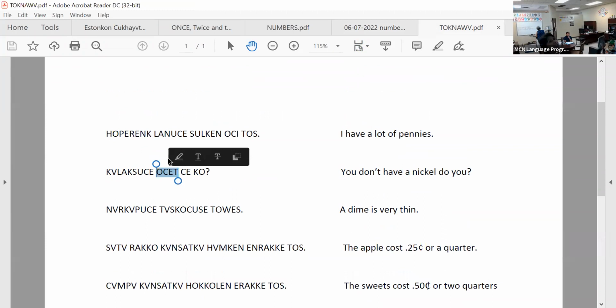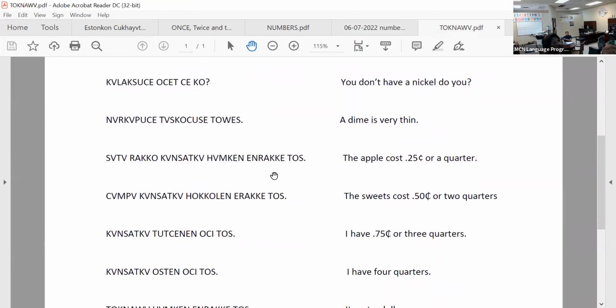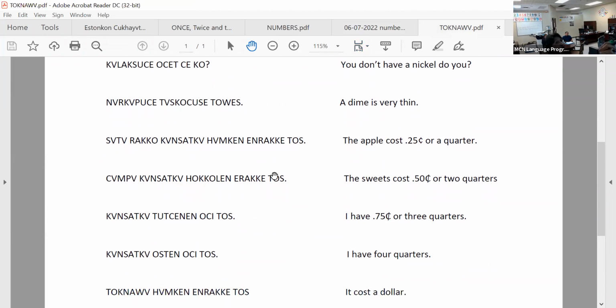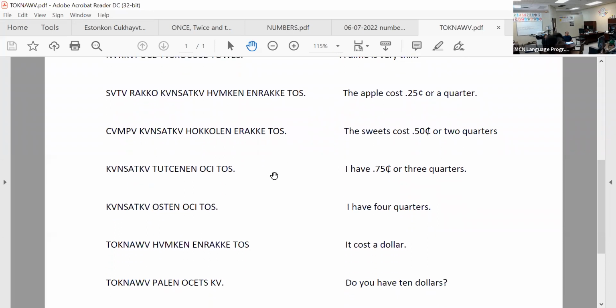Hobis lanoji is a penny. Galaksoji is a nickel. Naskabuji is a dime. Ganshatka hamgen is a quarter. Ganshatka hokkolen is 50 cents. Ganshatka dotchinen. See, all they're doing when they say 75 cents in the European way, it's 3/4. But for us, when you say Ganshatka dotchinen, you're saying 3/4.